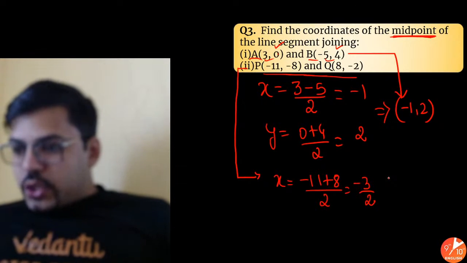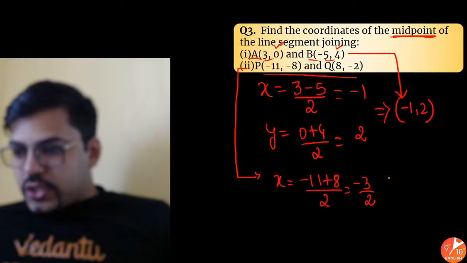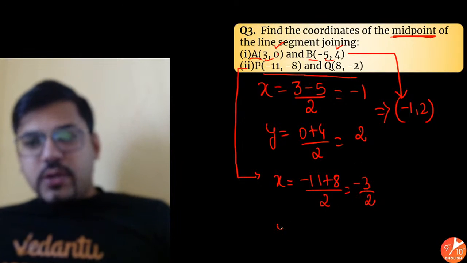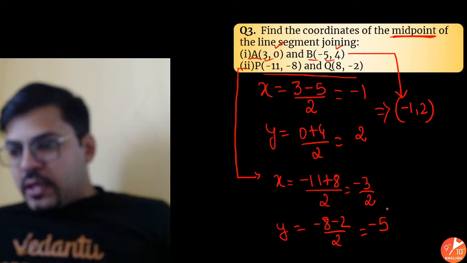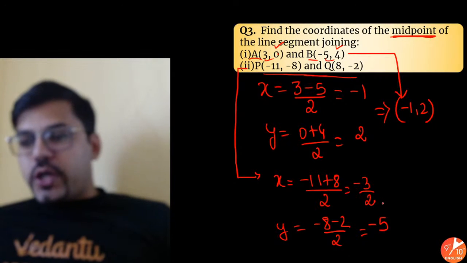Only Jyeshtha and Kuldeep have got it right. Okay, Jyeshtha and Kuldeep, that's it. x is -3 by 2 and y is equal to -8 minus 2 divided by 2. So that is -10 by 2, which is -5. Okay, so Jyeshtha and Kuldeep, only 2 students got it right.